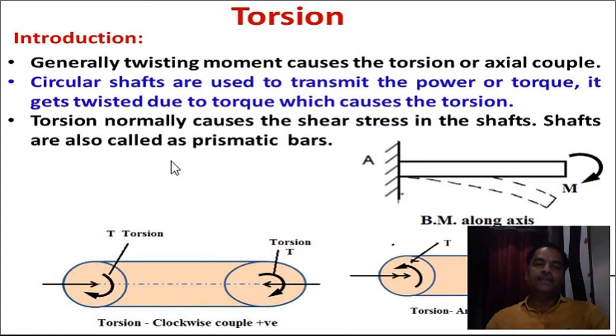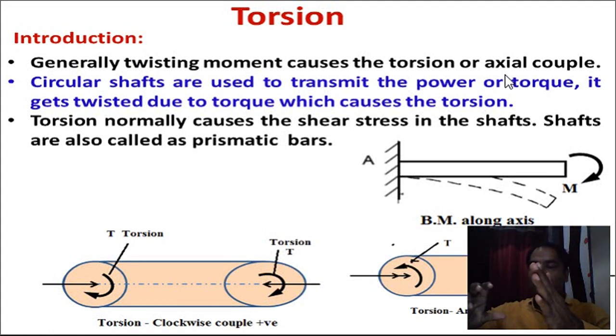here you can see generally how torsion occurs. Torsion means a twisting moment causes the torsion, or an axial couple. Twisting moment means whenever there is a torque applied directly to any body. At that time, suppose one end is fixed and the other end is rotating, there will be torsion in the beam or torsion in the shafts.